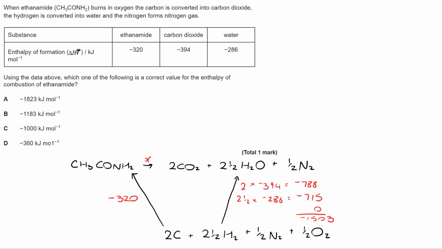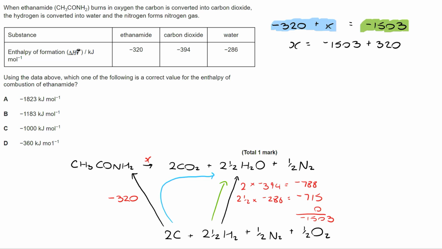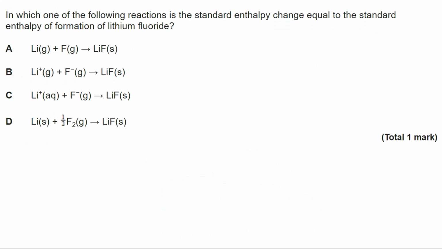I'm doubling my enthalpy of formation of carbon dioxide. I'm multiplying my enthalpy of formation of water by 2.5 because I'm following the balancing of the equation. I wasn't given nitrogen, but by definition, the enthalpy of formation of N2 is 0 kilojoules per mole. So I've now got my values for each of the three sections of the cycle. I identify my two routes, my blue and my green. I rearrange to make X the subject, and I find that X is negative 1183, it's B. Next question.